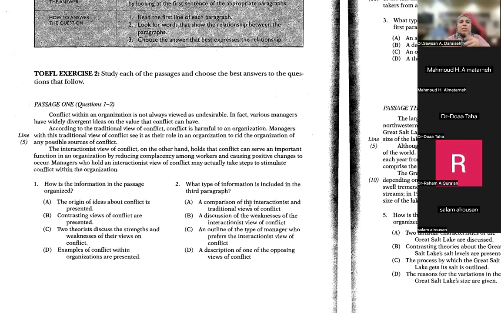To diverge means they have opposing, different ideas, okay? Like we said, from this sentence that you read, what can you tell? That some people like conflict to take place. Guys, we don't wish it. I don't wish to have conflict in my life. You don't, but it's natural. It will happen sometimes, whether we like it or not.